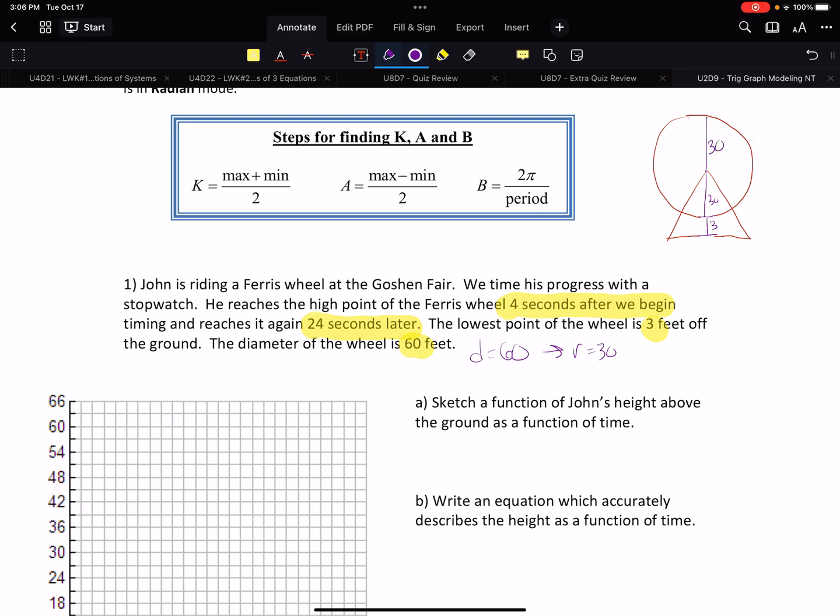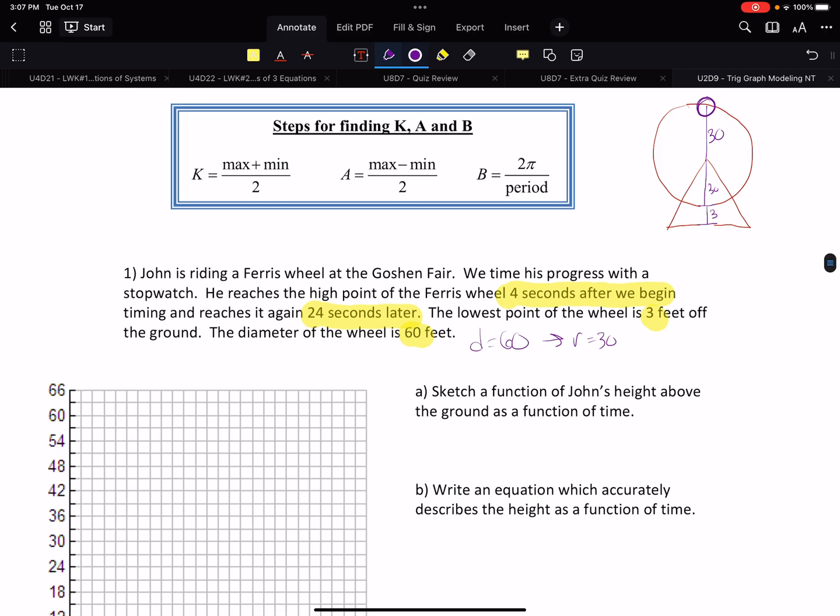So that's my picture. Now he reaches the high point of the Ferris wheel 4 seconds after the timing. So that's where we are in the Ferris wheel. By getting that out there, it kind of helps me establish some of my things. Now with our equation, we have to understand, we got y equals a, then we got to figure out if this is sine or cos, b, x minus h plus k.